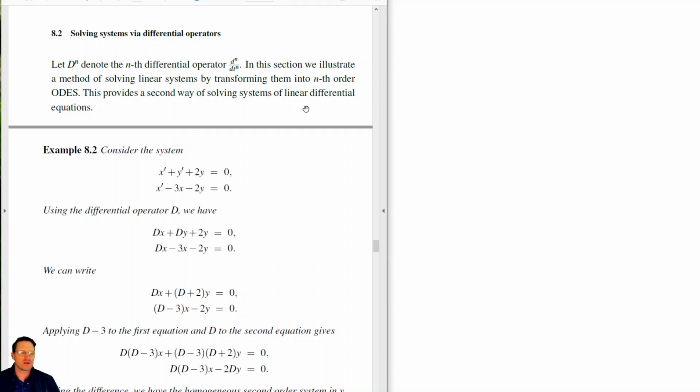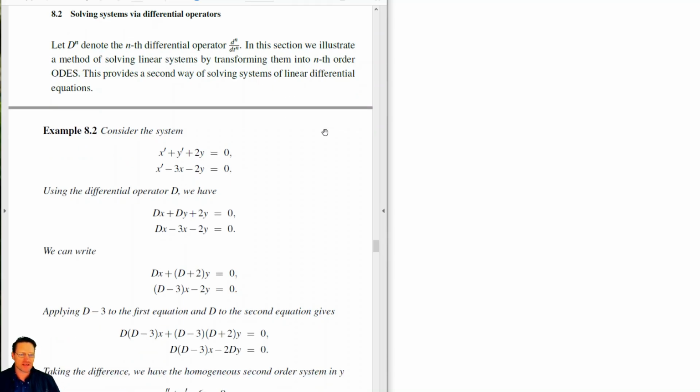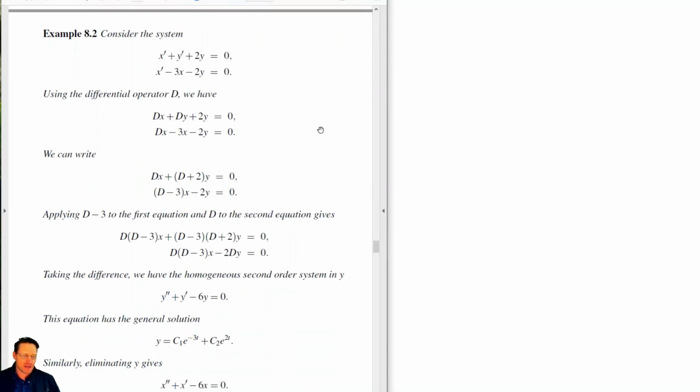All right, in other words, dy/dx would be the first derivative, d²y/dx² is the second derivative, but setting this out as an operator that operates on y is rather convenient. So let's have a look at this. We'll start with this example here, and I'm going to annotate some more missing details. Consider the system x' + y' + 2y = 0 and x' - 3x - 2y = 0. So we want to replace the dashes with differential operators.